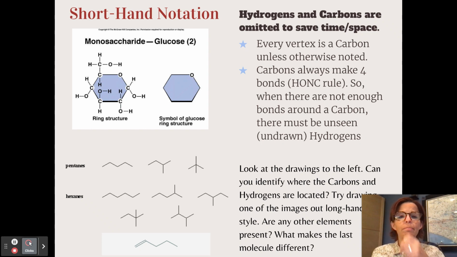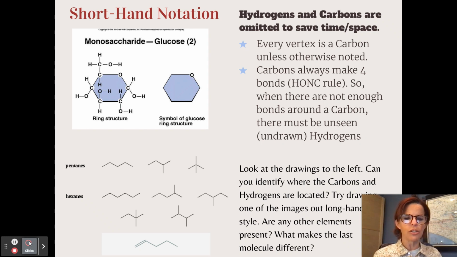If we were to count it all up, this would be C5, and then let's count all the missing hydrogens. There's 3 right here, so 3, 4, 5, 6, 7, 8, 9, and then 3 more at the bottom, 10, 11, 12. So this would be C5H12. Did I count it right? I lost track, but you get the idea. So that's the element that we're looking at. Look at the drawings to the left. Can you identify where the carbons and the hydrogens are located?